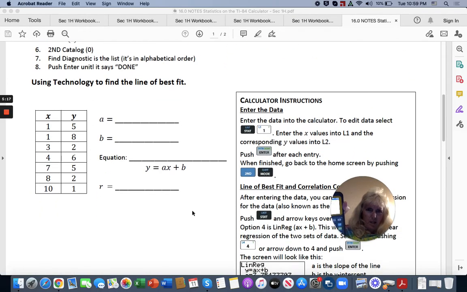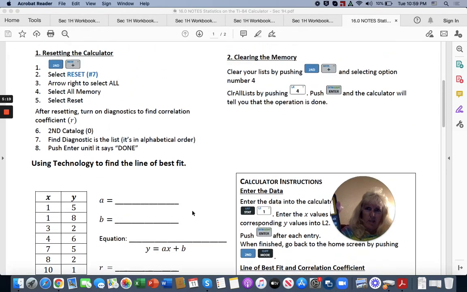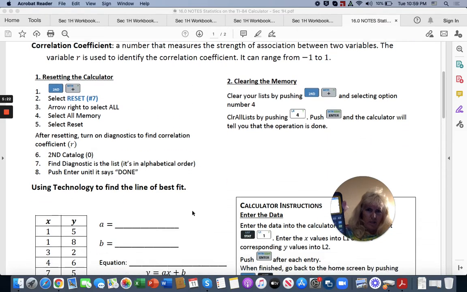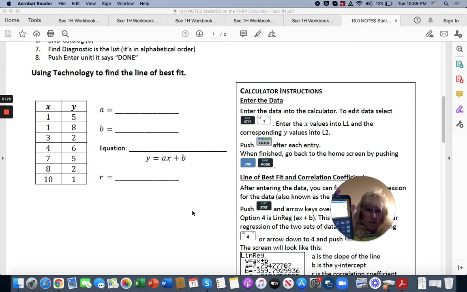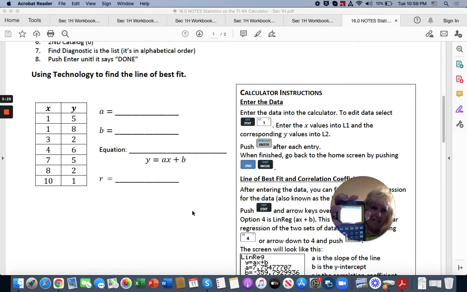Now we're going to enter the data into the calculator. To edit data, select stat 1. This is kind of like what we did before when we were finding the mean, the median, the mode, quartile 1, and all that. Stat is right here, and it should already be on 1, so you push enter. And there you have your list, and you can put your numbers in there.